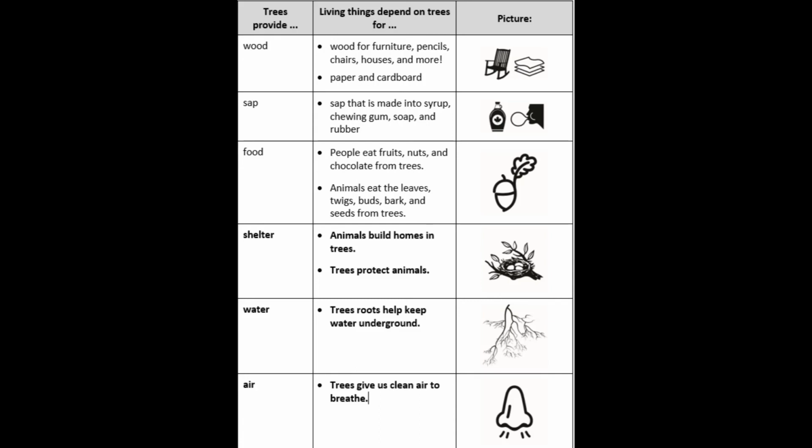So today, it's your job to choose one thing that living things depend on trees for and write about it. Get your pencil and get your paper. I want you to draw a picture and write at least one sentence about one thing living things depend on trees for to meet their needs. It should be something from this list that we just made. So maybe pause your video here and choose what you want to write about.